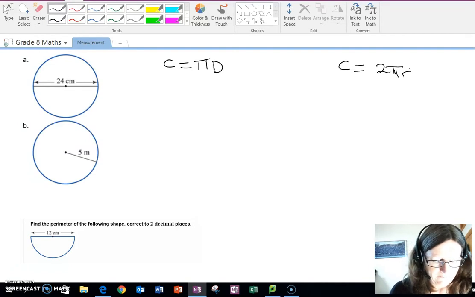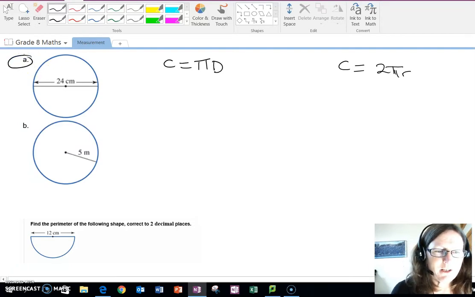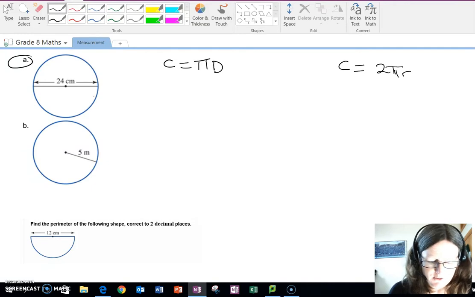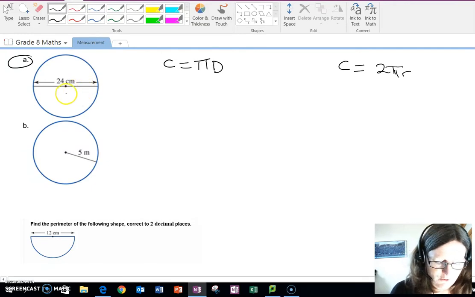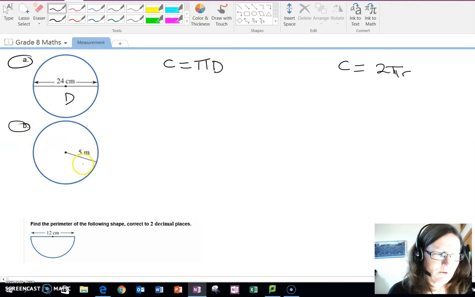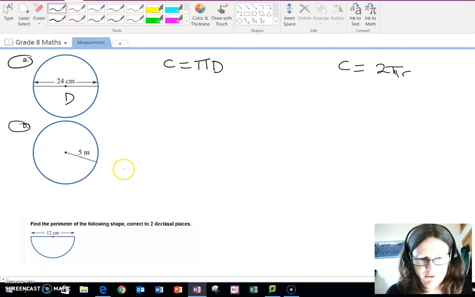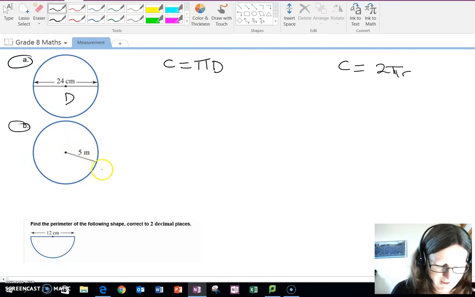In example A here, the 24 centimetres is the diameter of the circle, diameter being the name given to a straight line across a circle that goes through its centre. So the 24 in this one gives us the diameter. In the second circle, B, 5 metres is marked on. That 5 metres is called the radius. The radius is the straight line distance from the centre of a circle to the circumference, or to the outside. That is called the radius.